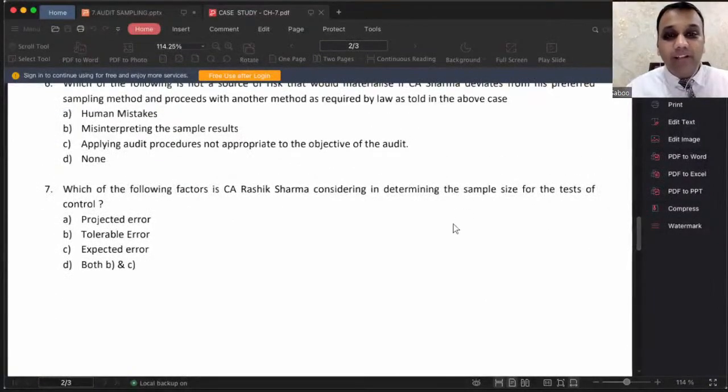Last question. Which of the following factors is CA Sharma considering in determining the sample size for the tests of control? Projected error, tolerable error, expected error, both B and C.